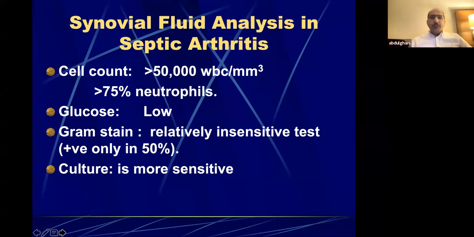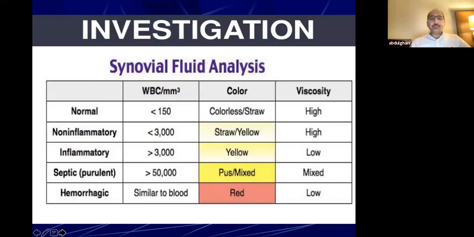The next step is you have to analyze microscopically, and the cell count in septic arthritis is invariably going to be more than 50,000, and out of that, 75% are going to be neutrophils. The glucose level is going to be low as compared to the blood. Gram staining is relatively insensitive, but you must ask for it, and it can be positive in only 50% of cases, not necessarily all the cases. Culture, however, is more sensitive, but again may not be positive in 100% of cases, but it is more sensitive and should always be asked for.